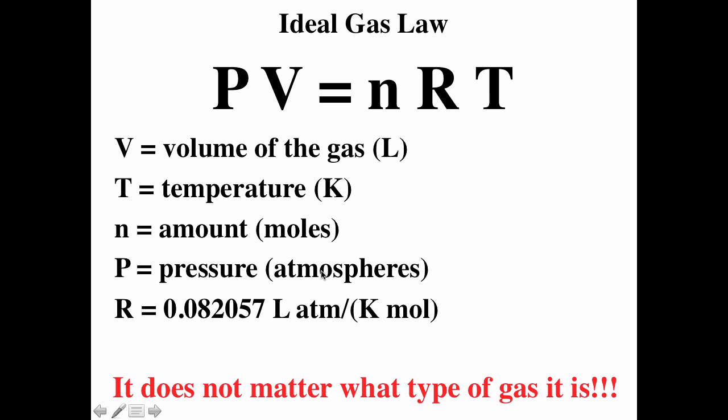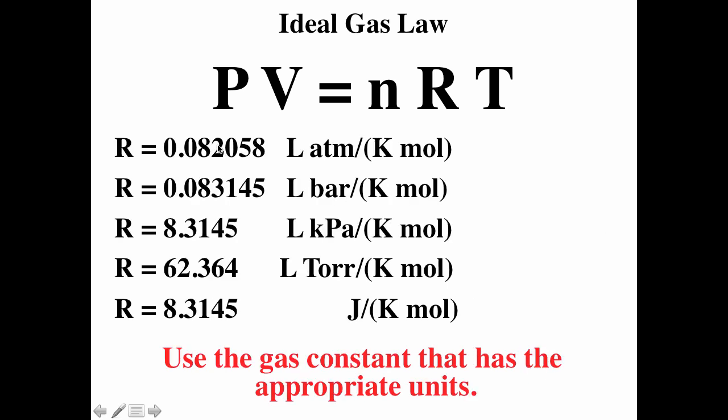Pressure, we can actually use a few different units. And the gas constant, there's also like 5 versions of the gas constant. And so depending on which unit you're using for pressure determines which gas constant you'll use. And so if the pressure is in atmospheres, you'd use this gas constant. If the pressure is in bar, if the pressure is in kilopascals, if the pressure is in torr. And so you just use the appropriate gas constant based on the units of the pressure.